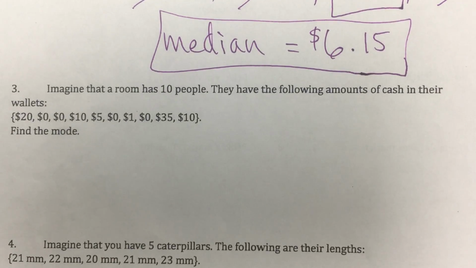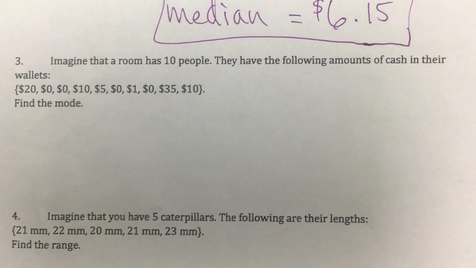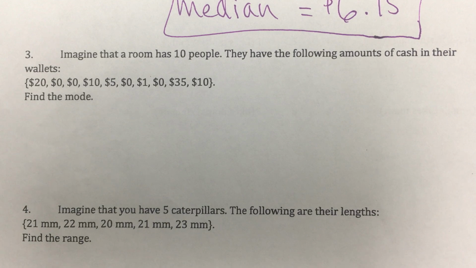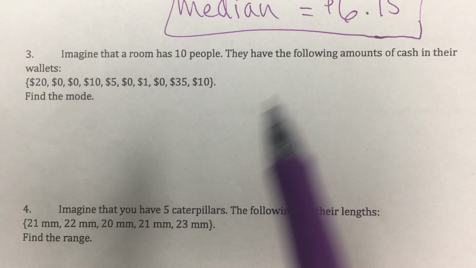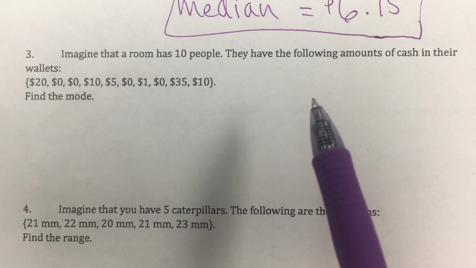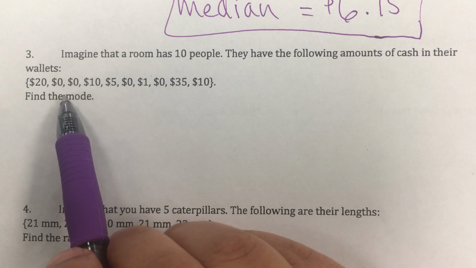Number 3, imagine that a room has 10 people. They have the following amounts of cash in their wallets. Find the mode. For this one, you don't really need to put it in order. You don't need to add. Remember that to find the mode is just the one that appears the most. If it's easy for you to see it without really doing the ordering, sometimes putting it in order helps to easily find the ones that repeat the most, el que se repite más veces.